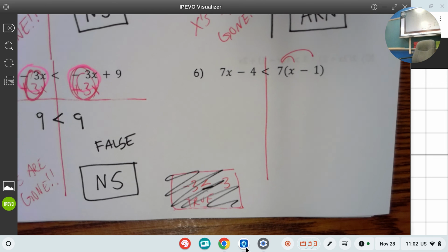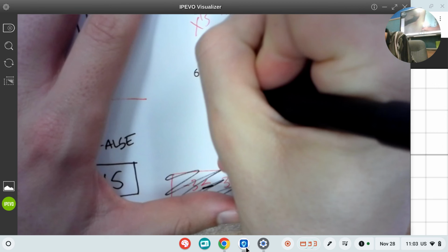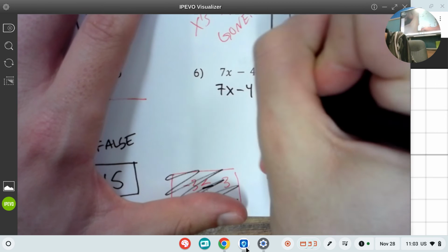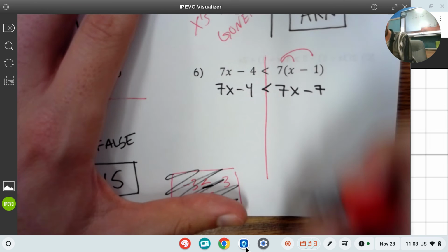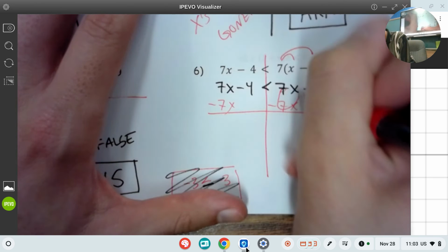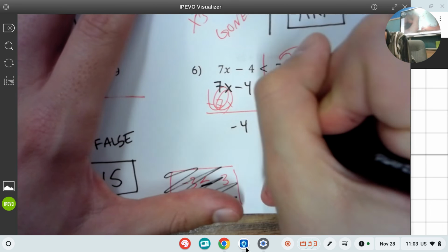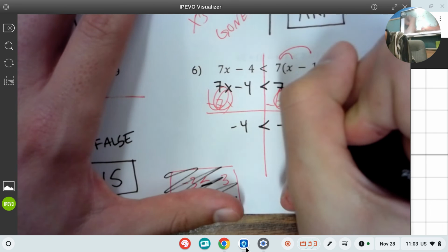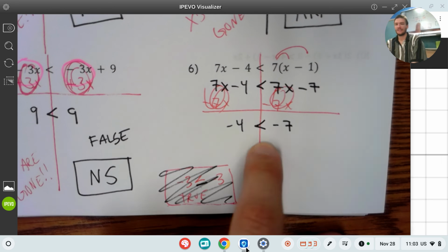All right, I checked a lot of people's. I know we're just practicing, and I saw a lot of mistakes. This is not meant to be all that crazy. I kind of warned you guys about how difficult the negatives can be. -7x, everybody's getting this part right. The 7's go away. Everybody's getting down here: -4 less than -7. And now it's on you. You have to determine the relationship of these two numbers.